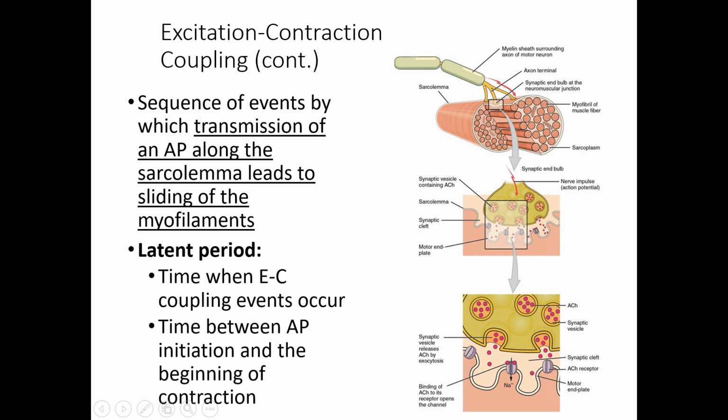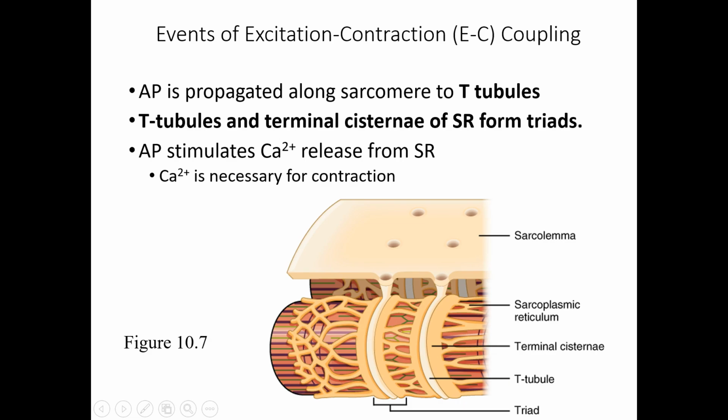So all that sequence of events, when the action potential is transmitted from the muscle cell membrane down into the cell and causes muscle contraction, or sliding of the myofilaments, actin and myosin, is called excitation-contraction coupling. It doesn't happen immediately. After the electrical signal arrives at the neuromuscular junction and is transmitted through the neurotransmitter onto the muscle cell membrane, there will be some time before that muscle cell contracts. That time is called the latent period: the time between action potential initiation and the beginning of contraction.